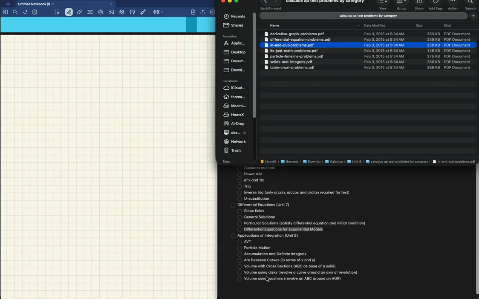Then volume using disks, that is about revolving a curve around an axis of revolution. And as an expansion of that, then is the volume using washers, which is revolving an area between curves around an axis of revolution. And again, this comes from solids and integrals. Solids and integrals is all about all this stuff, okay?